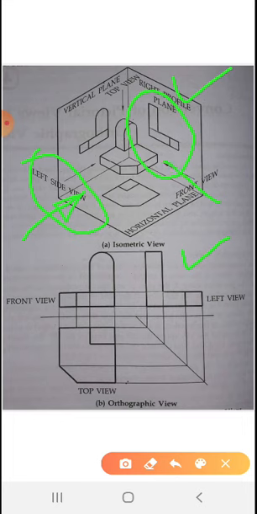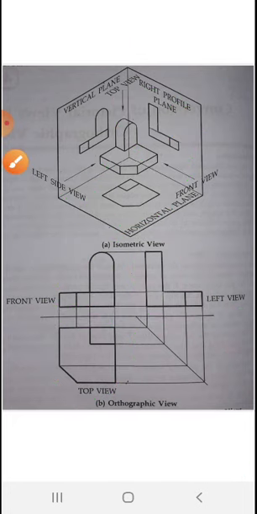This is the front view direction, that is FV. It will look like this diagram. This is the top view direction, and it will look like this diagram. It will be drawn in the top view at the bottom side of the XY line. The remaining left side view will look like an L shape in the right profile plane. So similarly we draw it here in the left view.